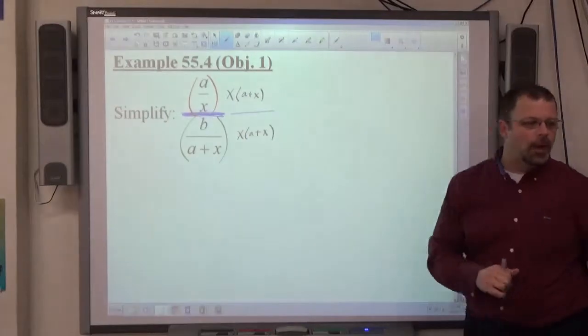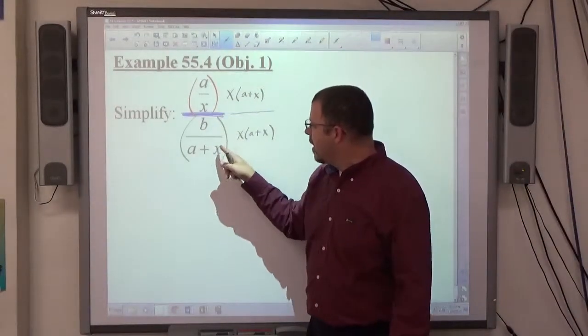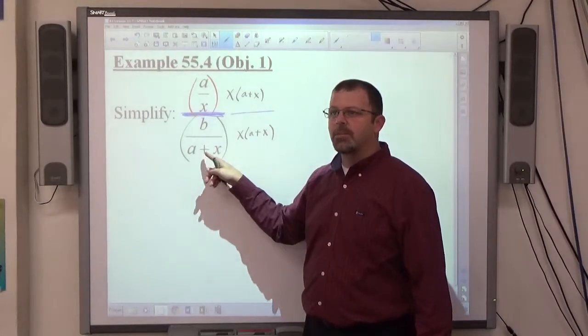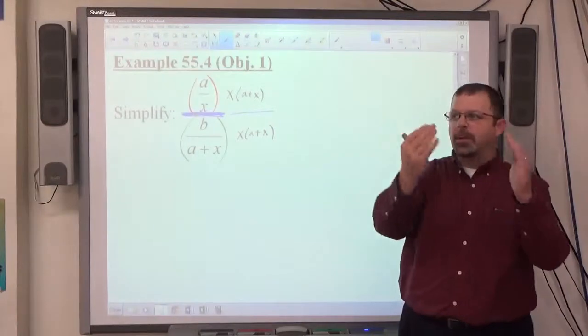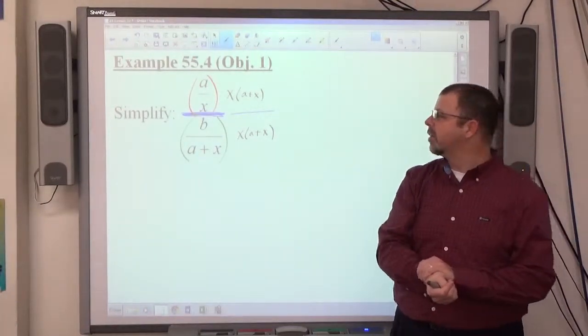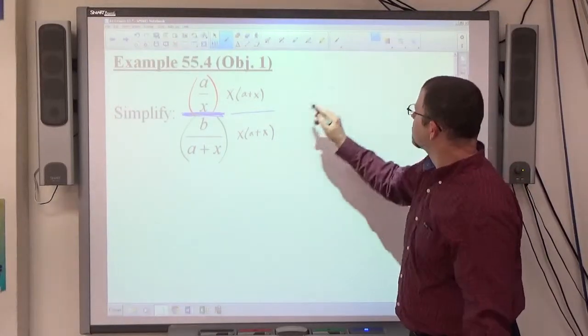Keep in mind, when you're finding common denominators, just because they share a letter doesn't make them the same. If x is being added or subtracted from something, then it's going to be different than just x by itself. So x all by itself, a plus x is a separate factor, different factor. So x and a plus x multiplied make the least common denominator.